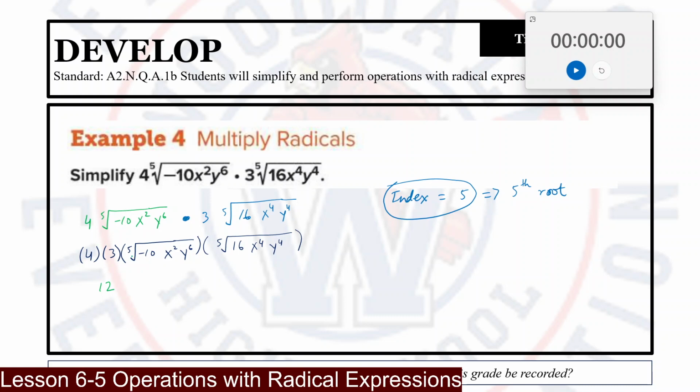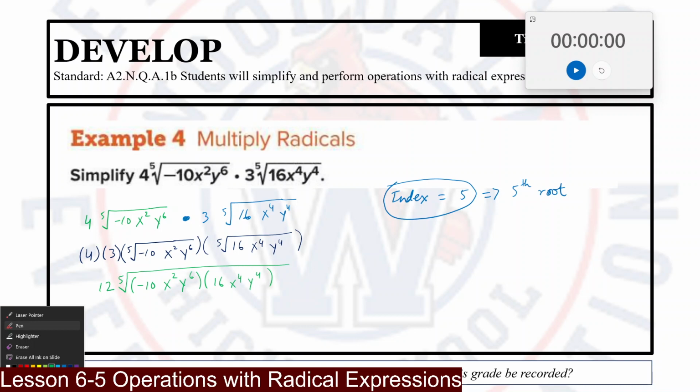What happens when I multiply two radicals with the same index? Well, we can just make a big radical and then multiply everything inside. Don't forget the index there. The index here is 5, so I'll put the 5 there. So I get negative 10 x squared y to the sixth times 16 x to the fourth y to the fourth. Now I can multiply inside the radicals, the numbers to the numbers and the variables to the variables.